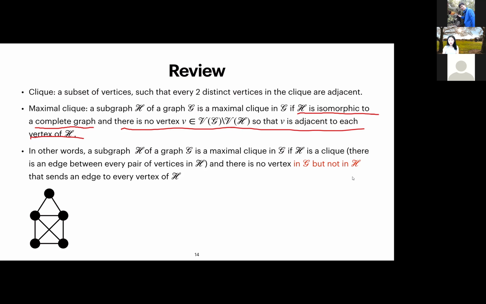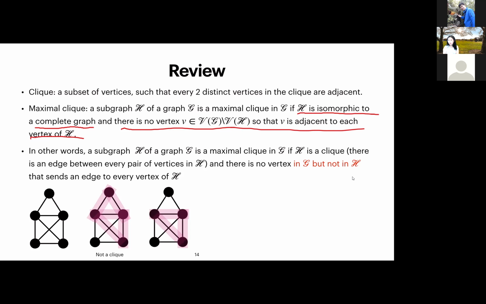Now I'm gonna give you an example. Let's say this is a graph G. So I will first ask you, if this is my H, what is highlighted in pink, can you tell me whether this is a clique? No. No? Right. Why? There's no edge between bottom right and top node. Exactly. So this is not a clique because not every two nodes in the graph are connected.